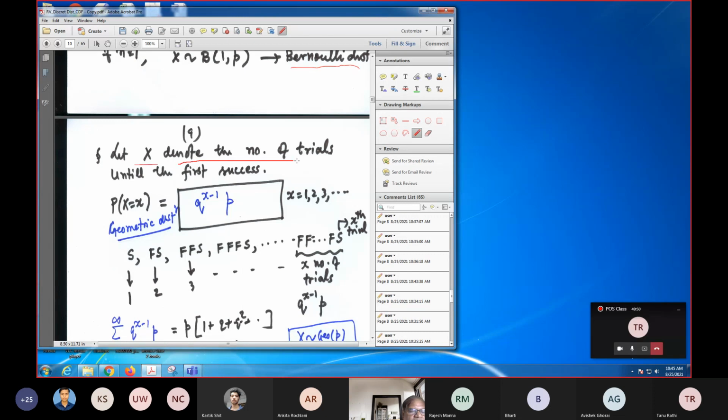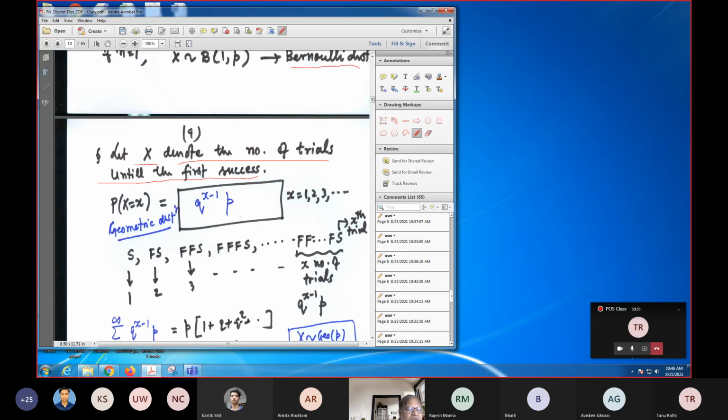Now X denotes the number of trials until the first success. As soon as you get the first success, you will stop the experiment. Okay. So what is our interest here? Our interest is knowing the distribution of the number of trials, meaning what is the probability that you need 5 trials, 3 trials, 4 trials? The experiment is the same, we are still considering Bernoulli trials. Trials are independent, the probability of success is p, but X I have changed here, which is the number of trials until the first success.